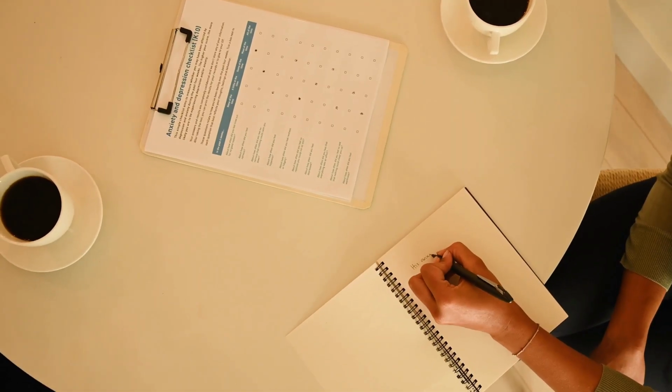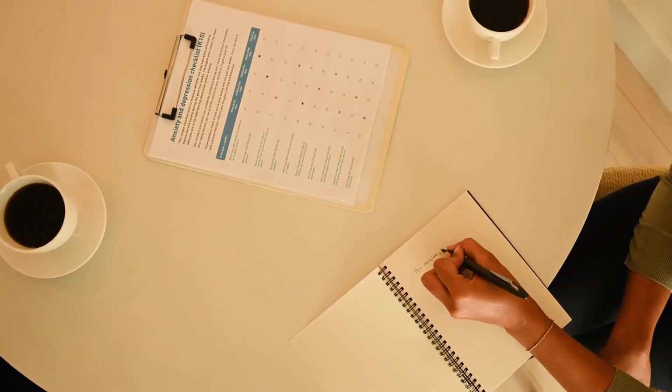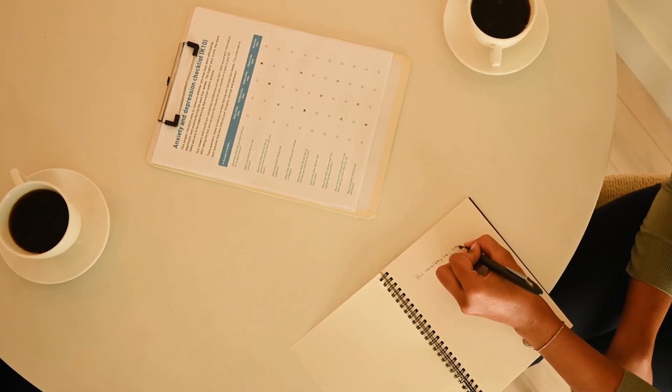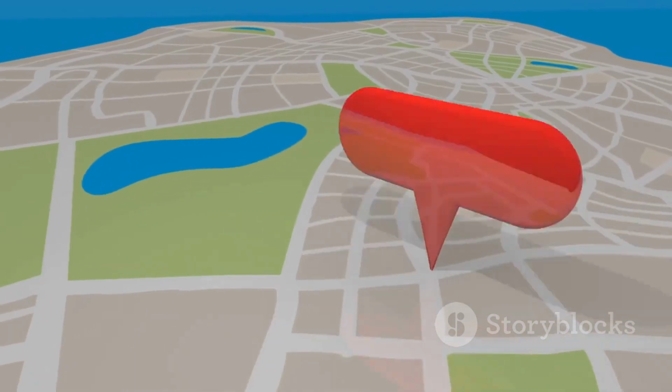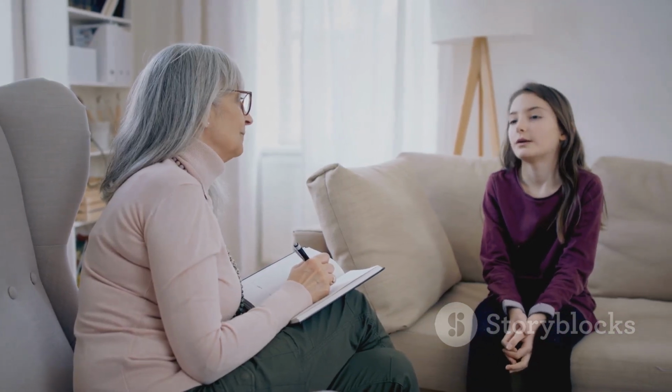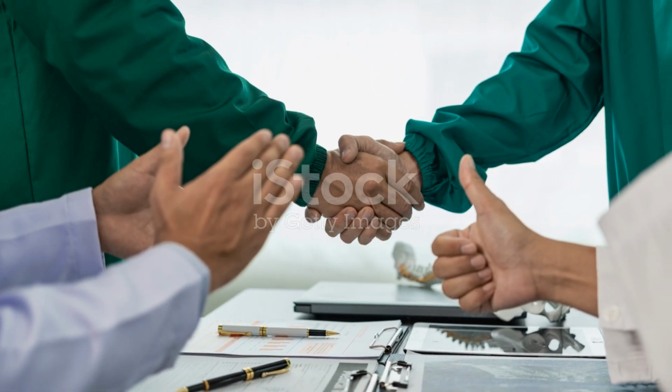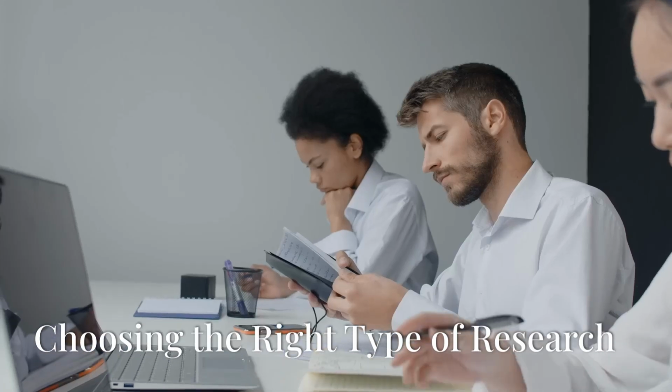3. Cross-sectional versus longitudinal research. Cross-sectional research collects data at a single point in time, like a one-time survey on consumer preferences. Longitudinal research studies the same subjects over a long period, such as tracking the health of participants over 20 years.